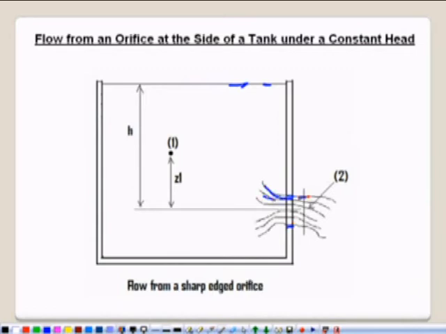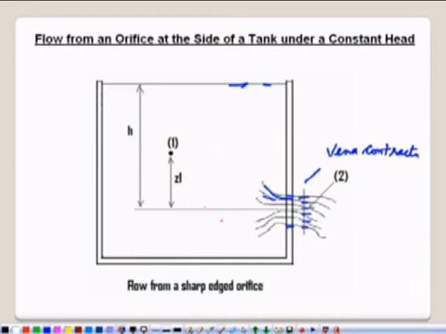These streamlines are shown here. At this point number 2, these streamlines are supposed to be parallel. When these streamlines are parallel, and this is a section where the area is minimum, this point is called the vena contracta. So where we have a minimum area, that section is called vena contracta.